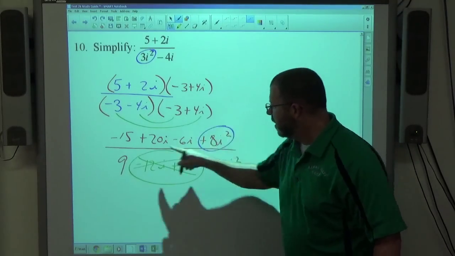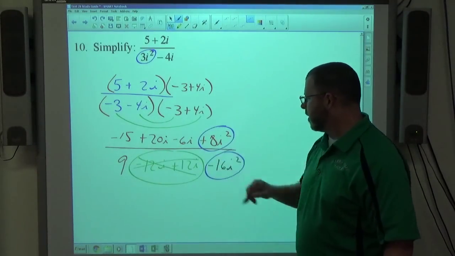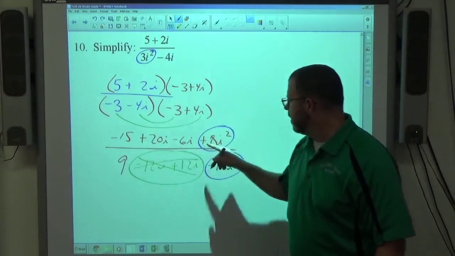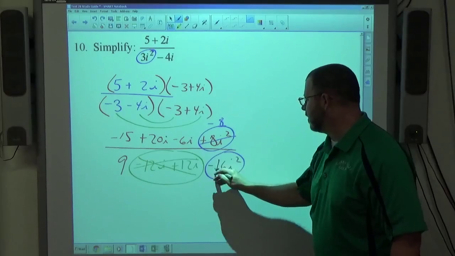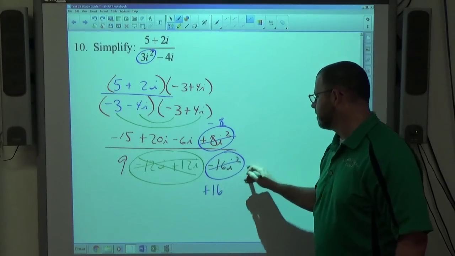Okay? Real number, i to the first, i to the first, i squared. This has to be fixed. Real number, i squared, this has to be fixed. So all these are fine. Positive 8i squared is going to be negative 8. Negative 16i squared is going to be positive 16.